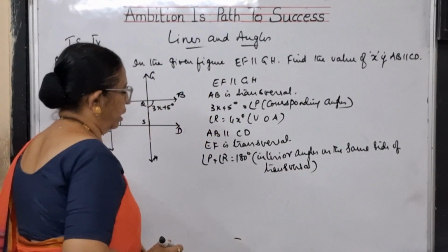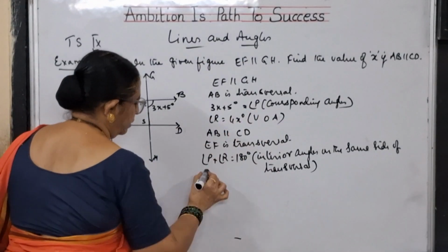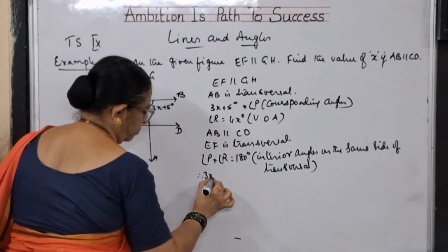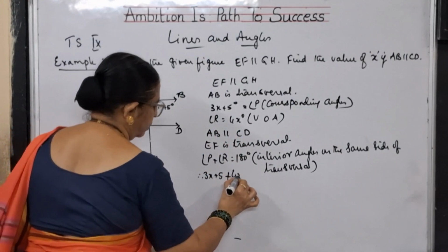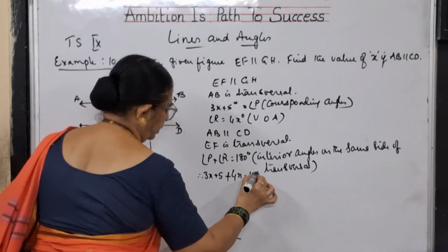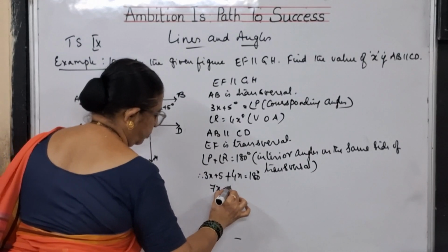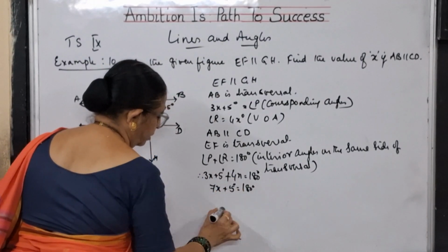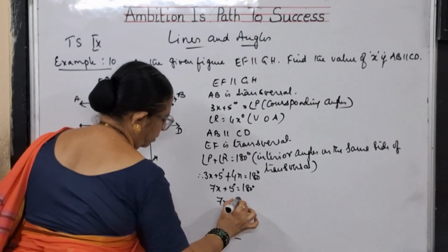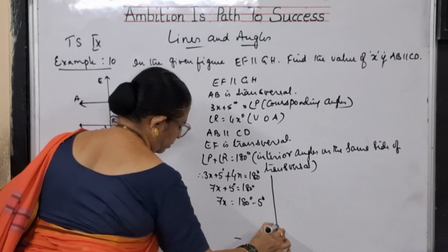Interior angles on the same side of transversal. What is angle P? 3x. Therefore, 3x plus 5 plus angle R, which is 4x, is equal to 180 degrees. That means 7x plus 5 is equal to 180 degrees. So what is 7x? 180 degrees minus 5 degrees.